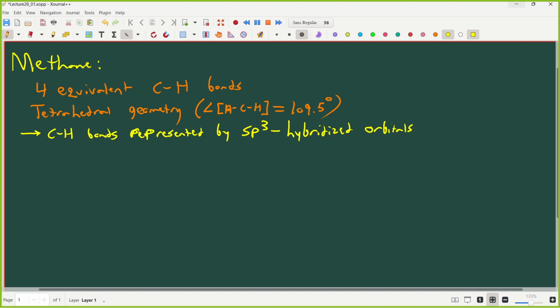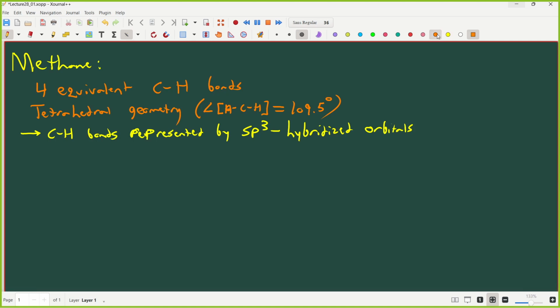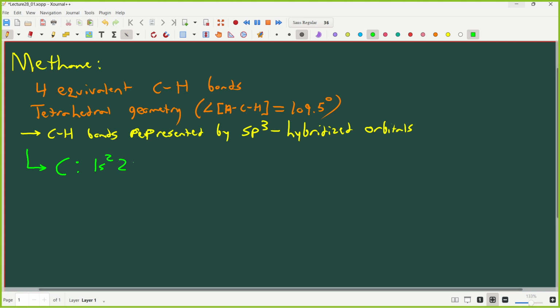The idea of sp3 hybridization is very, very simple. If we think about carbon's electron configuration, a neutral carbon atom is 1s2, 2s2, 2p2, excuse me.